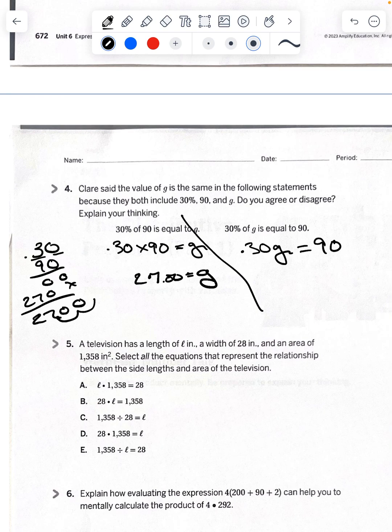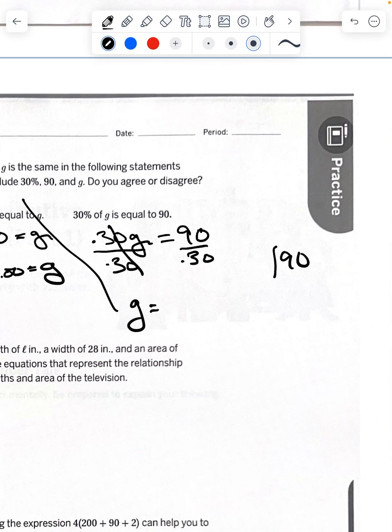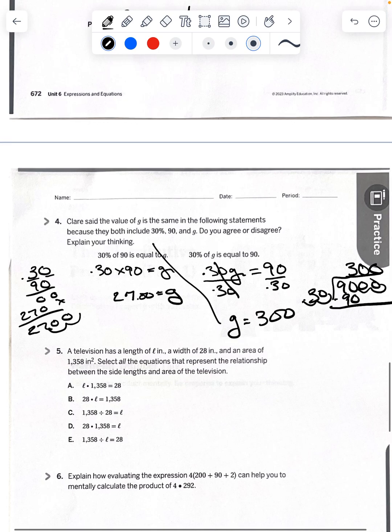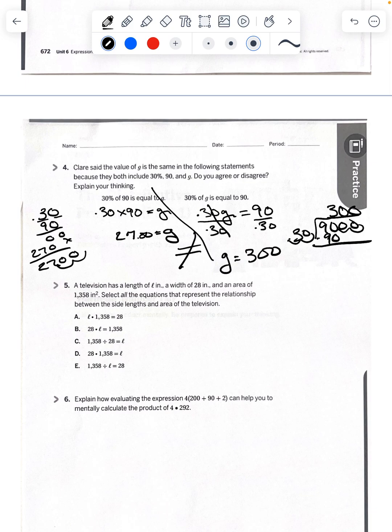Okay, so now 30% times something equals 90. So remember guys, to solve for G here, you're gonna do the inverse operation. So this time we're gonna divide by 0.30, not multiply. So that's gonna give us a different answer. If I do 90 divided by 0.30, I gotta move that decimal twice on the outside, twice on the inside then. 30 goes into 90 3 times. So that's gonna be 300. G is 300. So those are not the same.